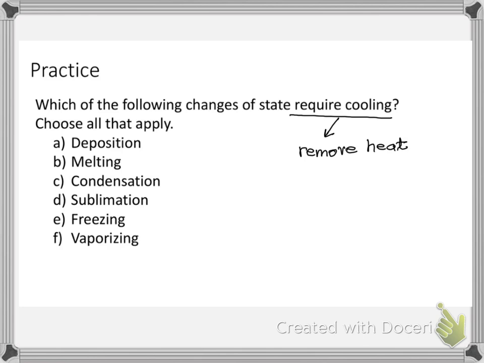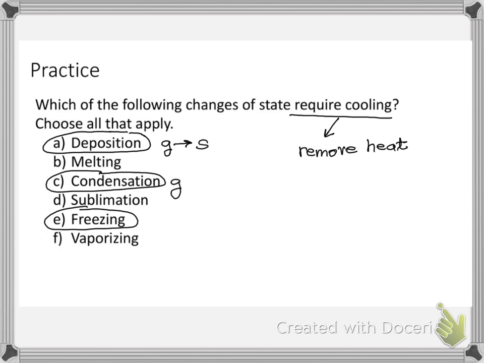We need to remove heat to deposit, condensation, and freezing. So deposit is going from a gas back to a solid. Condensation is gas or a vapor to a liquid, and freezing is liquid to a solid. The other three, melting, sublimation, and vaporizing, all require heat. As a practice, you might remind yourself between what states those words represent.